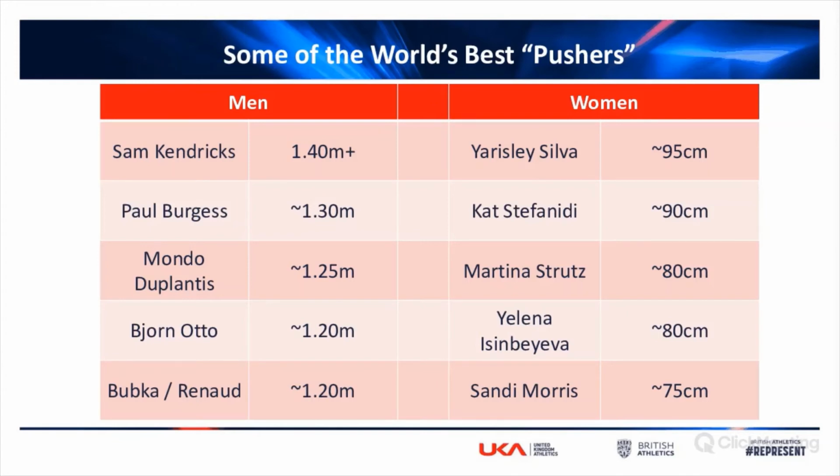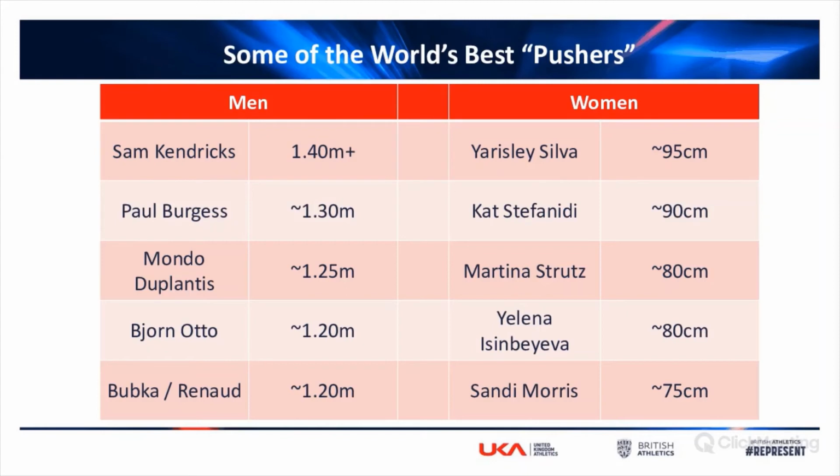Paul Burgess from Australia jumped 6 meters using like a 490 grip, pushed 1.30 m. Mondo's got this amazing ability to grip 515 and still push 1.25 m. Otto, who we looked at, pushed 1.20 m, and then Renault and Bubka are both pushing about 1.20 m as well. Those are phenomenal numbers.